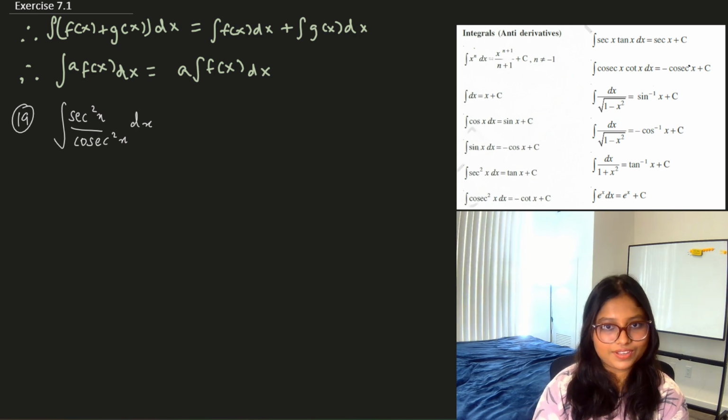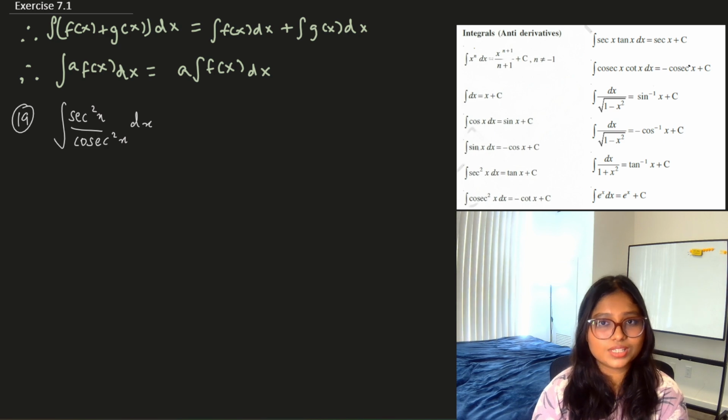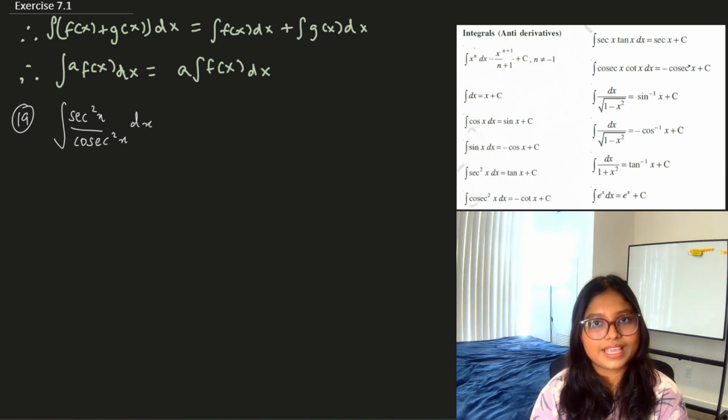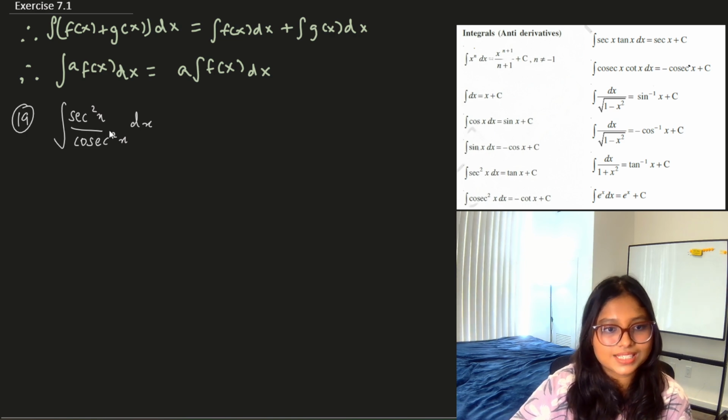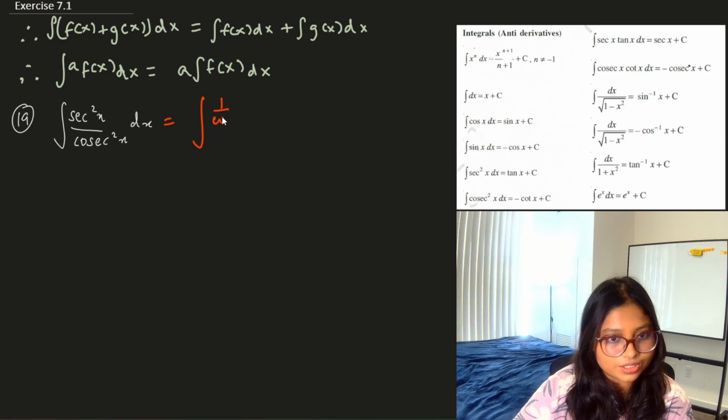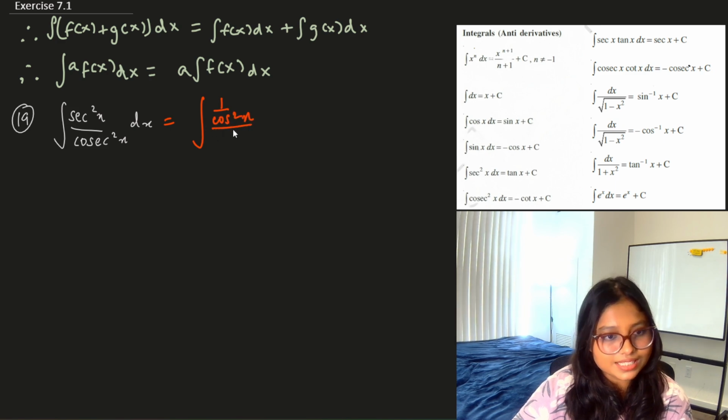In case of simplification, it would be very easy to convert this in terms of sine and cos, and thereafter I could proceed. So I'm going to convert secant into cos and cosecant into sine. Secant square x I can write as 1 by cos square x, and cosecant square x I can write as 1 by sine square x, the whole into dx.